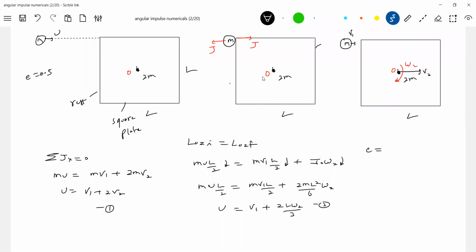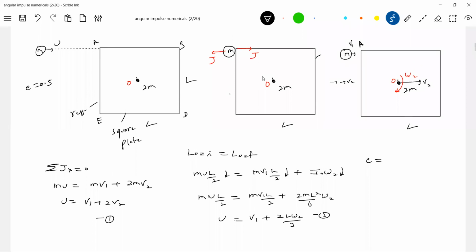What is one more? The coefficient of restitution formula. What is the velocity of point A? It should be measured along the line of impact. So what is the line of impact? The horizontal line is the line of impact. Anything directed towards the right, I'll take as positive. So e is equal to... this will be a really very good problem. What is the coefficient of restitution? What is the velocity of point A along the line of impact? There are two velocities for the plate.